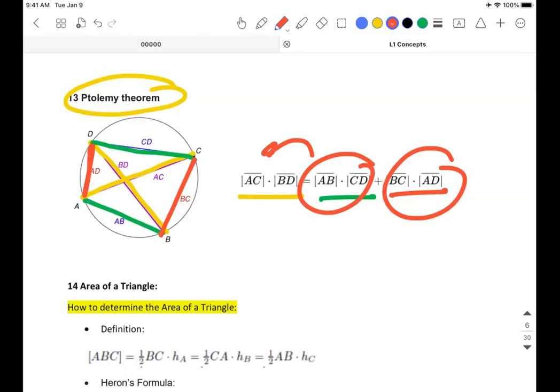Also, you can use such a property to determine a cyclic quadrilateral. If I have a quadrilateral with such a relationship, this guy times this guy plus this guy times this guy equals the product of the two diagonals, then you can claim this is going to be a cyclic quadrilateral. So you can apply the property in both directions to determine a cyclic quadrilateral. This is our necessary and sufficient condition. All right, trust me, this is something very important.